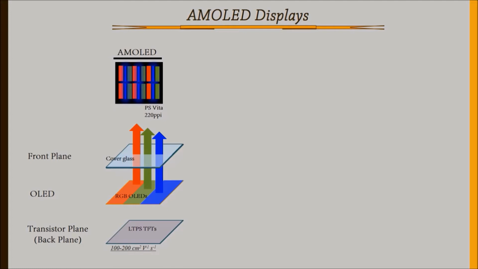Unlike LCD based displays, OLED displays do not require any backlight, and they just use organic light emitting diodes, which are encapsulated with the cover glass to protect them from moisture and oxygen.